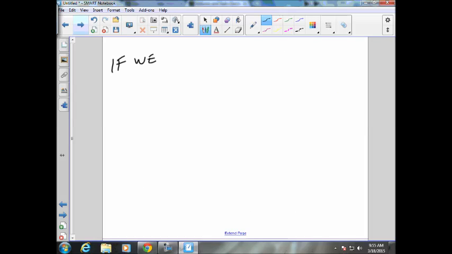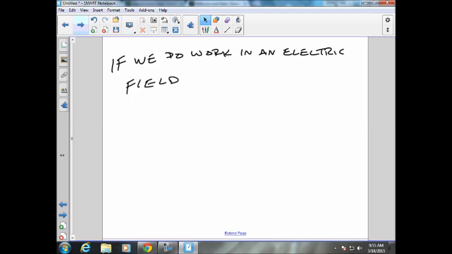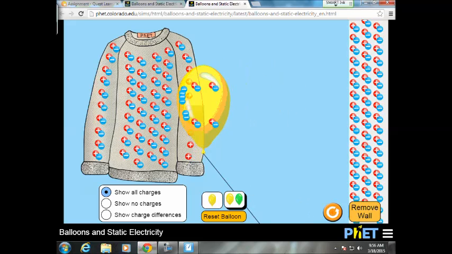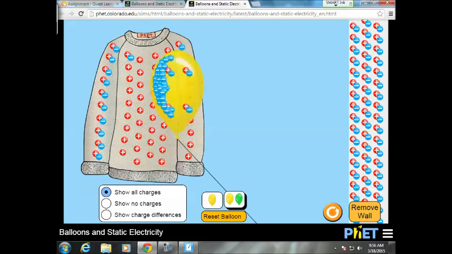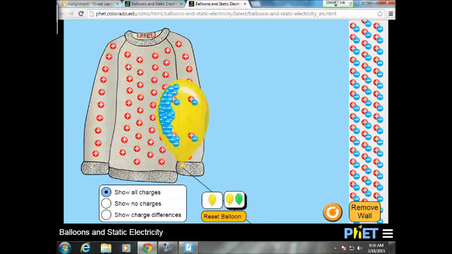If we do work in an electric field, and we talked about calculating the strength of an electric field yesterday, an electric field being the space around a charged object where an electric force can be felt. So now we're going to do work in an electric field. What does that look like? Remember how we can establish a charge here? Take some object and rub it against another object, and now we're transferring charge from one to another.